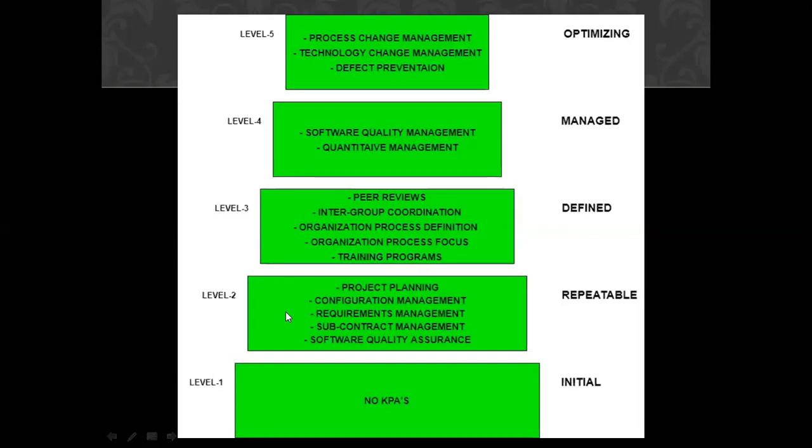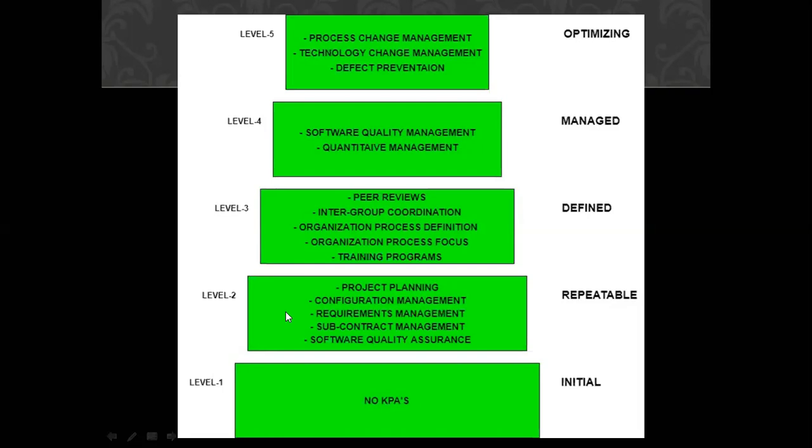Subcontract management focuses on effective management of qualified software contractors. That is, it takes care of the part of the software that is developed by third parties, where outside parties are involved. So when two parties make a deal with each other to discuss the development of software, that comes under subcontract management.